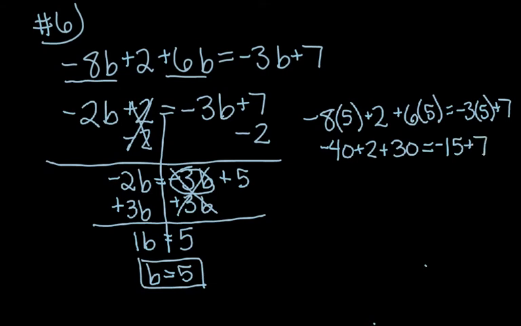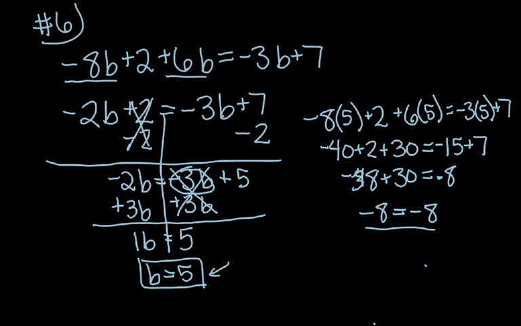So on the left side, I would get negative 40 plus 2 is negative 38, plus 30 equals, and negative 15 plus 7, opposite signs, subtract, keep the bigger symbol, is negative 8. On the left, negative 38 plus 30 is negative 8 as well. And since I end up with a true statement, I know that b equals 5 is true. It checks.